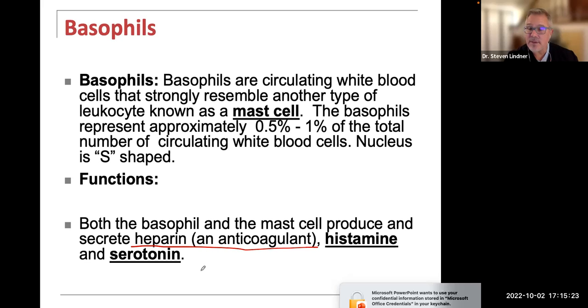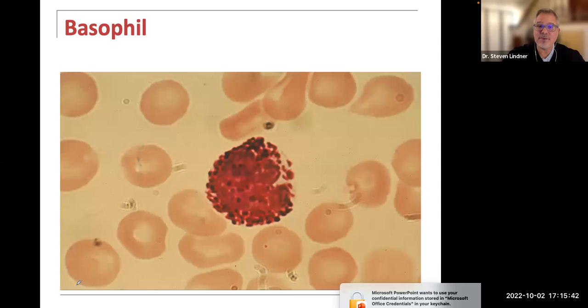And serotonin. Isn't that amazing that white blood cells produce serotonin? When you think of serotonin, you think of a neurotransmitter that helps you feel good. And that's probably why when you're sick and not feeling well, it may have something to do with serotonin production. They're probably not working too well in producing that. Here's your basophil. Remember, the nucleus is obscured by these dark staining granules.